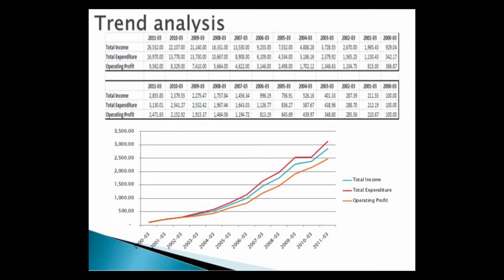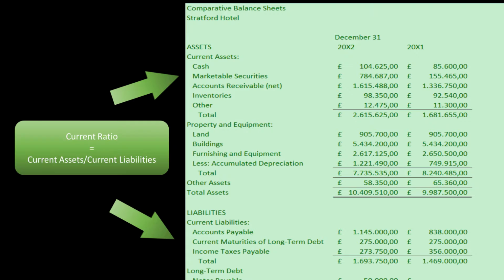The third one is the trend analysis. It's useful for analyzing financial information over several time periods, generally years, and reflects changes over time. The last one is the ratio analysis. It expresses logical relationships between certain items in the financial statements.